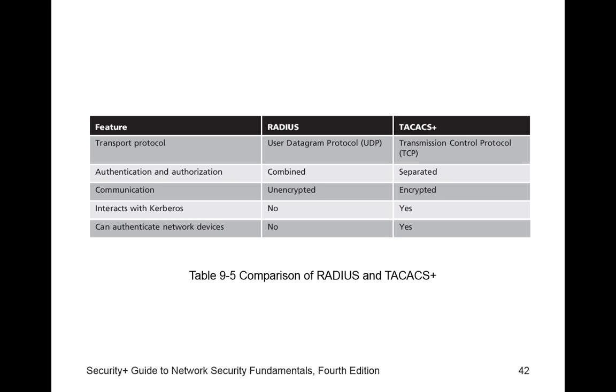The difference between Radius and TACACS: TACACS uses TCP, Radius uses UDP. TACACS has separated authentication and authorization methods, whereas Radius combines them. TACACS is encrypted, Radius is unencrypted. So how dangerous is that? Nah, it doesn't sound bad. Wait. That's why you don't use Radius with Kerberos, because it doesn't work. But it works with TACACS.